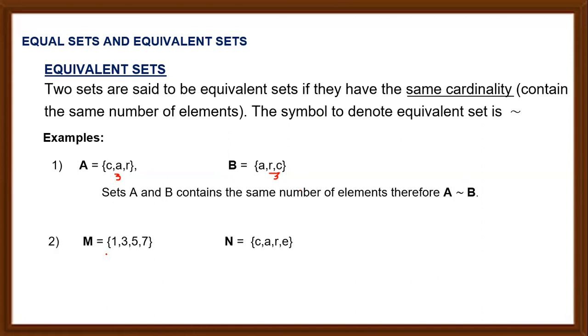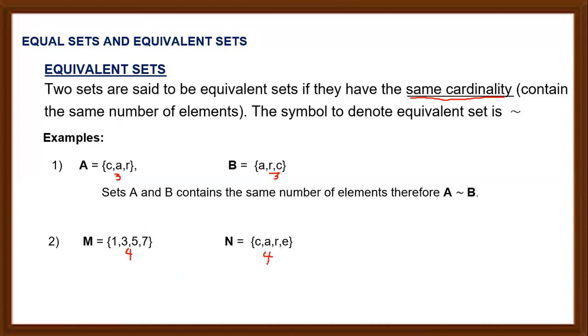Let's have number 2. I have here set M. The elements are 1, 3, 5, 7. Ito po yung set of odd numbers. Remember, not divisible by 2. Ito namang set N, set of letters in the word care, or yung C-A-R-E. Ang tanong dyan, para hindi ka malito, pag sinabing equivalent, titignan mo lang yung bilang ng cardinality. Ilan ba yung elements ni set M? There are 4. Di ba? 1, 3, 5, 7, 4 yon. Doon sa set N, meron din siyang 4.